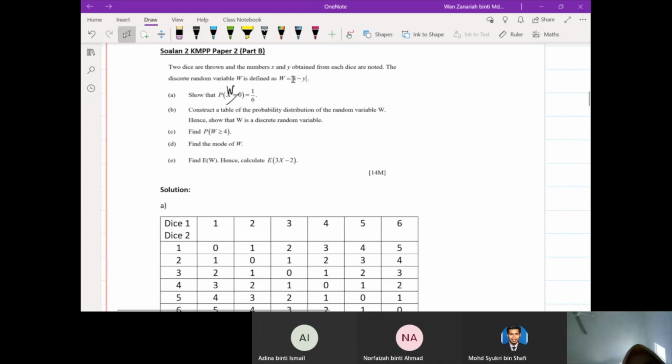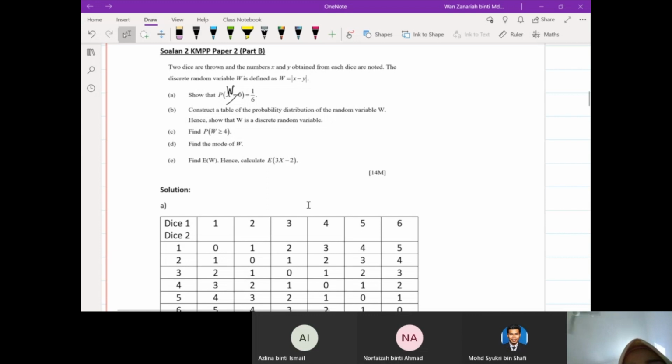So the differences can be either no difference, 0, or 1, 2, 3, 4, and 5. Why won't we get the difference as 6? Because if we want the difference to be 6, one dice has to be 6 and the other dice has to be 0, which is not on the dice.